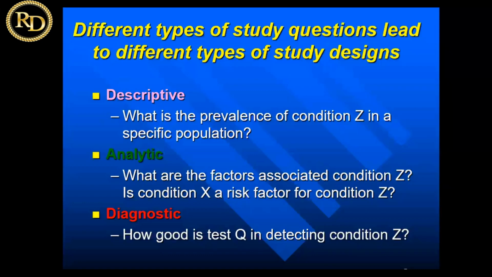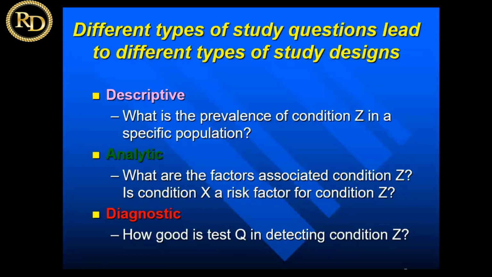And the third one is diagnostics. Basically, diagnostics are the lab investigations. How good is test Q in detecting the condition Z? So which other kinds of tests are required? Diagnostic, here comes your randomized controlled trial or different kinds of experimental studies.